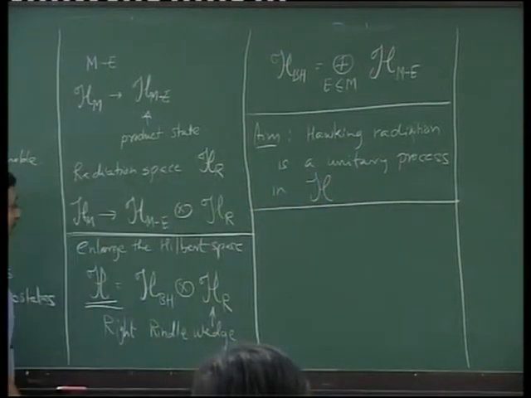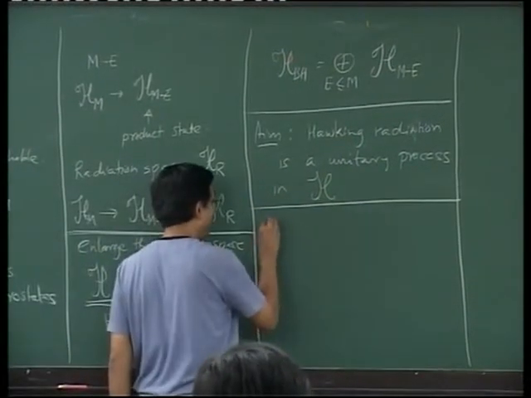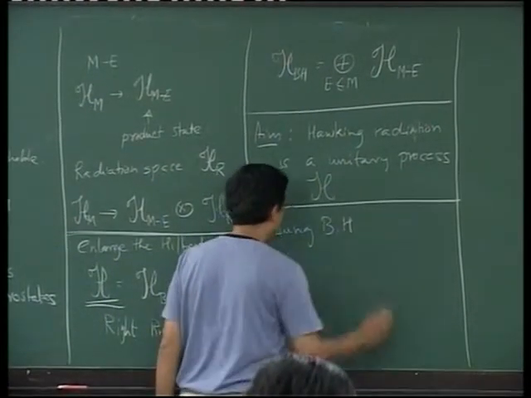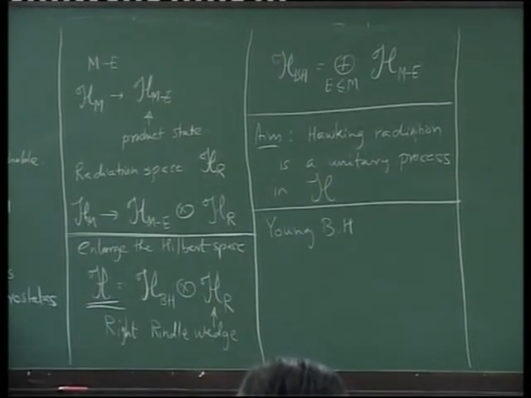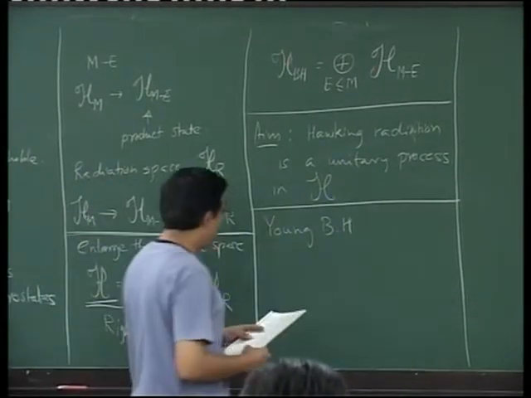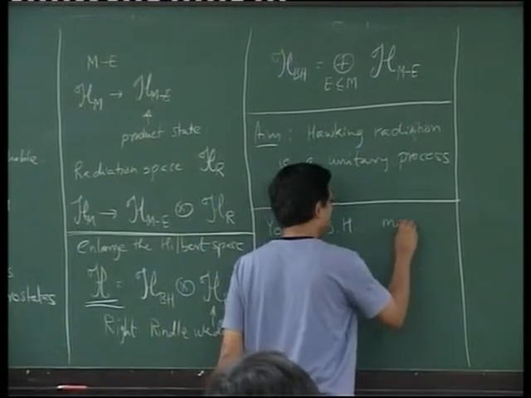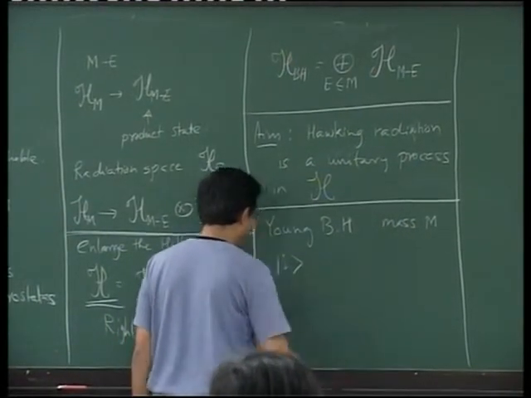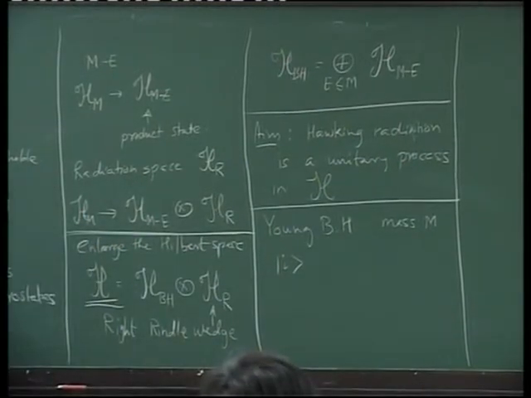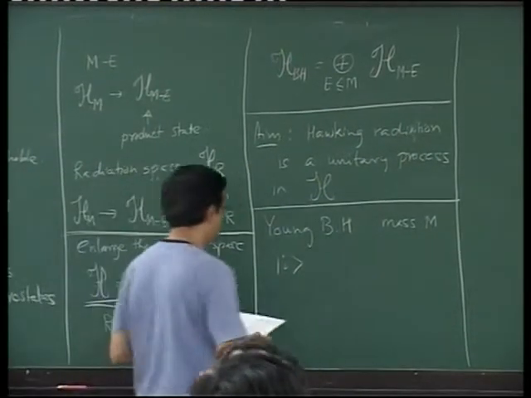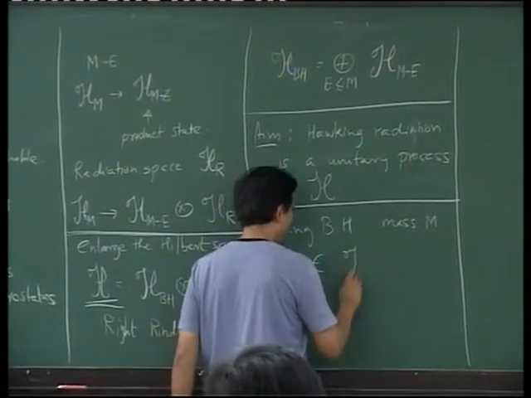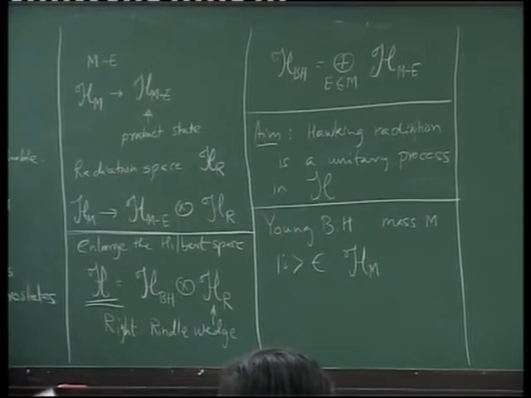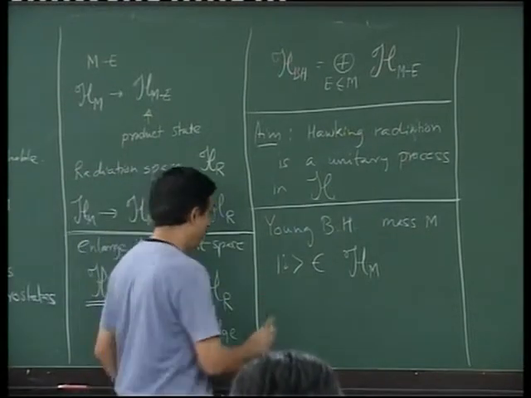Here are a couple of examples: what are called the young black hole and the old black hole. So let's start with the young black hole. A young black hole of mass m is basically interpreted as a state |i> belonging to H_M, of course. And you basically say that this young black hole is in a pure state.